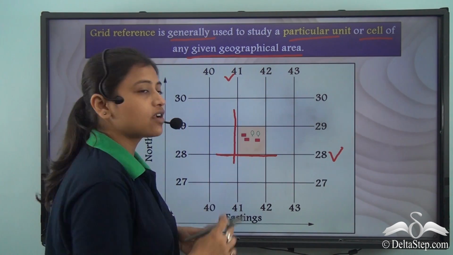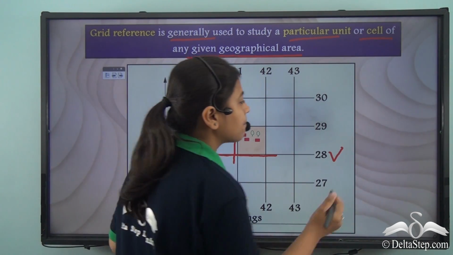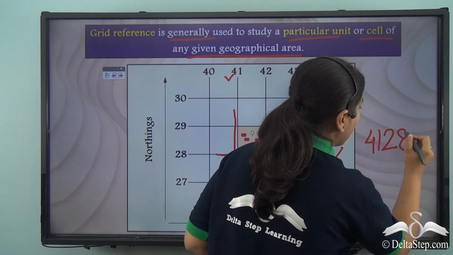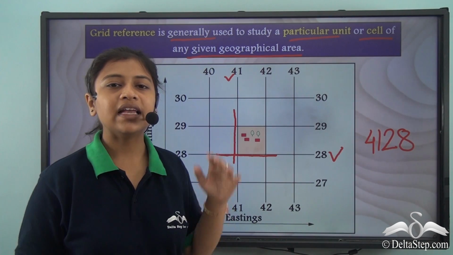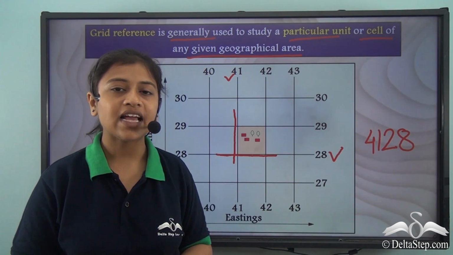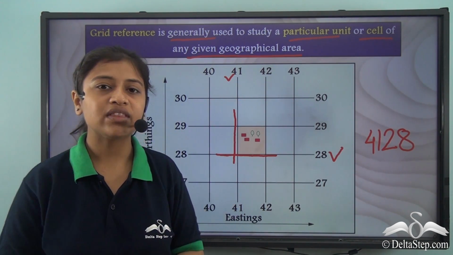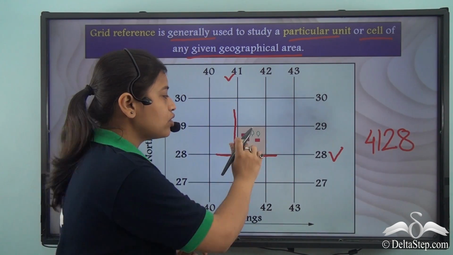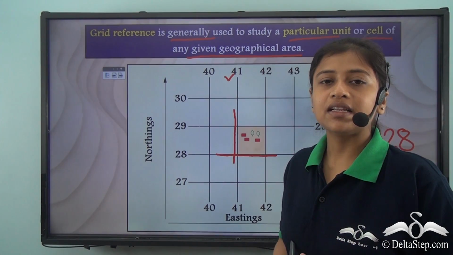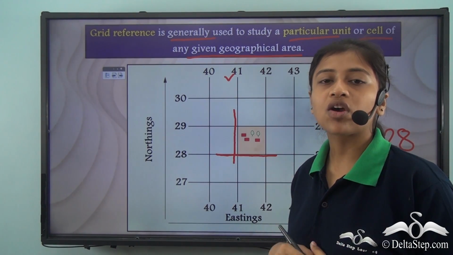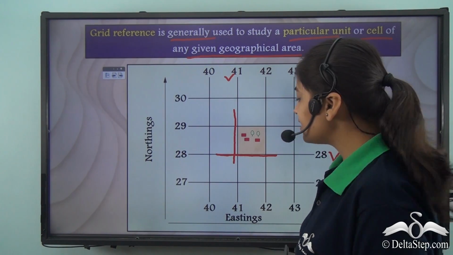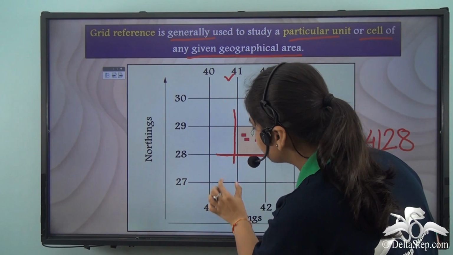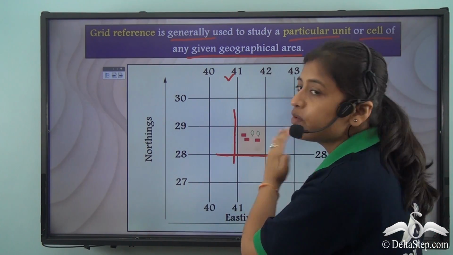So for this particular area, the grid reference would be 4128. So in this particular image, if I tell you to identify the cell with the grid reference of 4128, you will immediately come to this particular cell. So the vertical line from the west that first comes in contact with the cell is 40. So 40 comes in contact with all these cells first when it comes from the west.